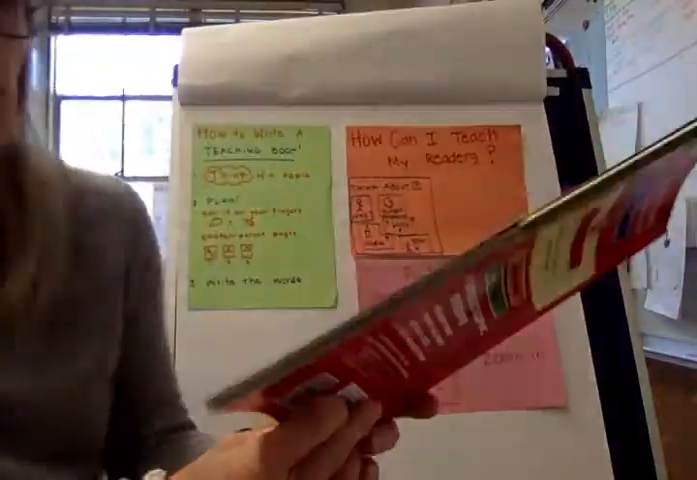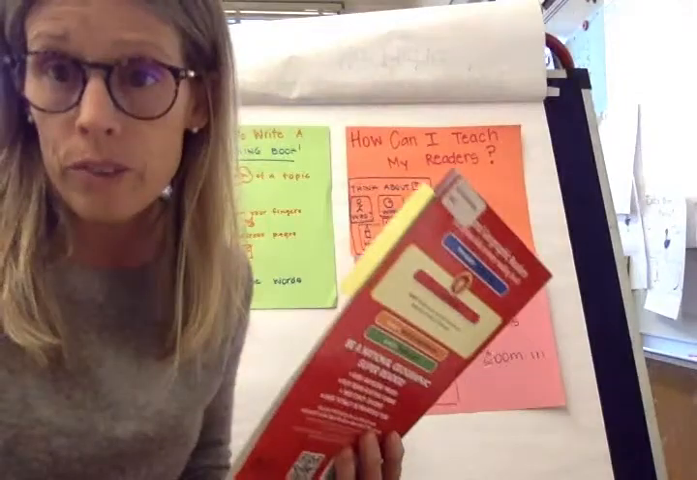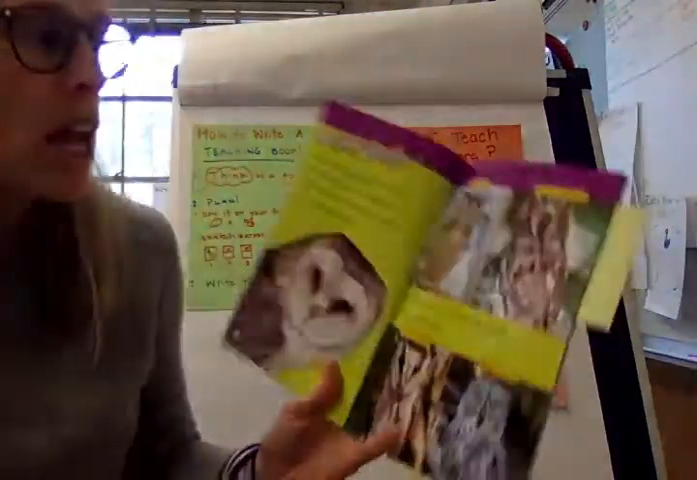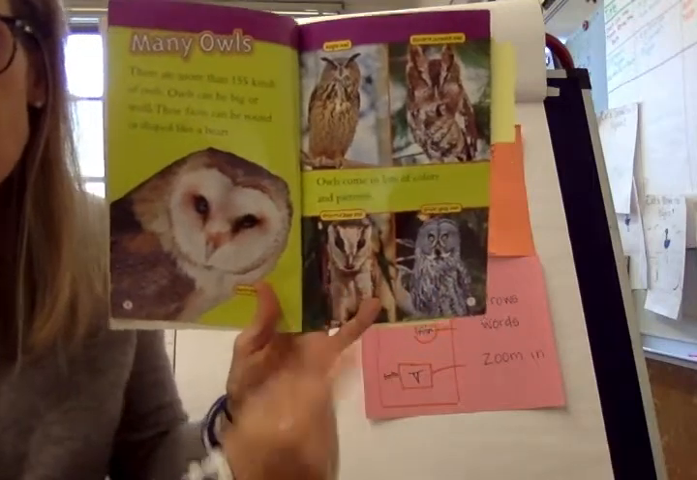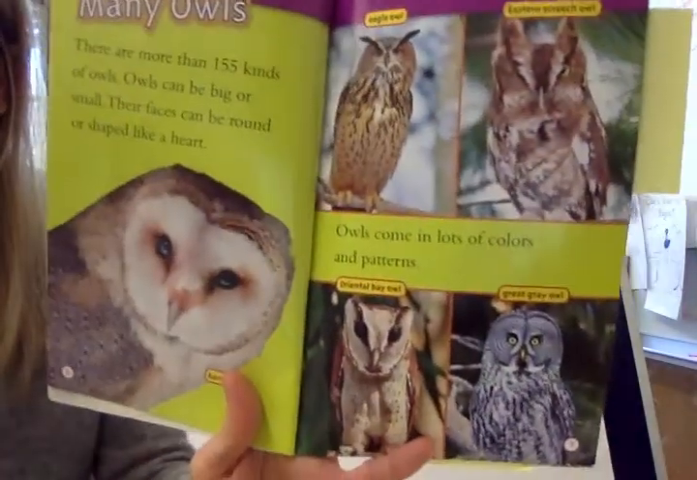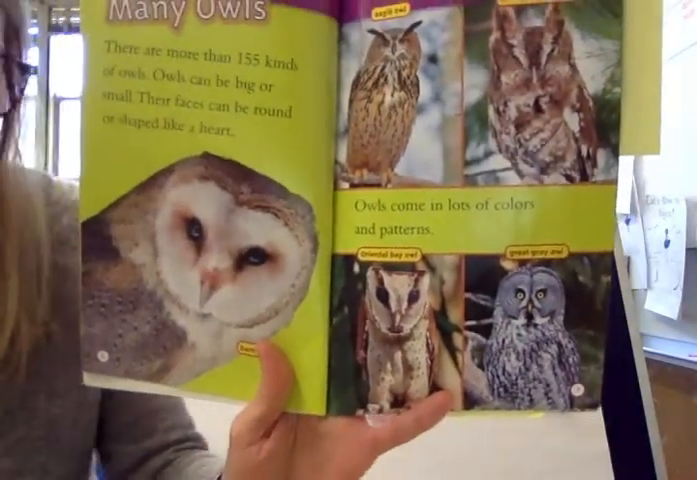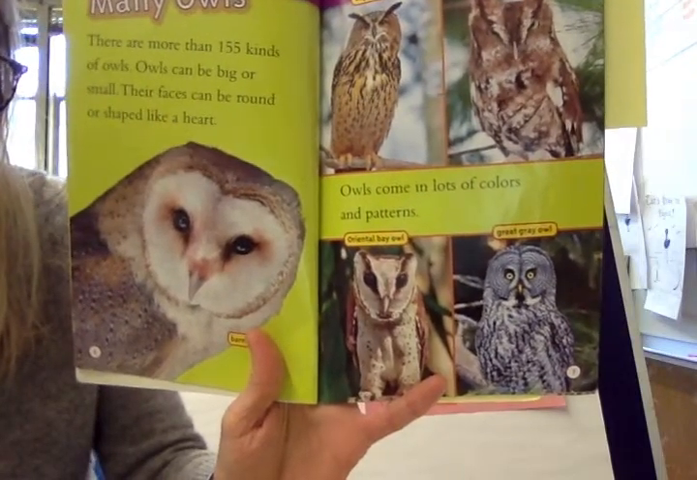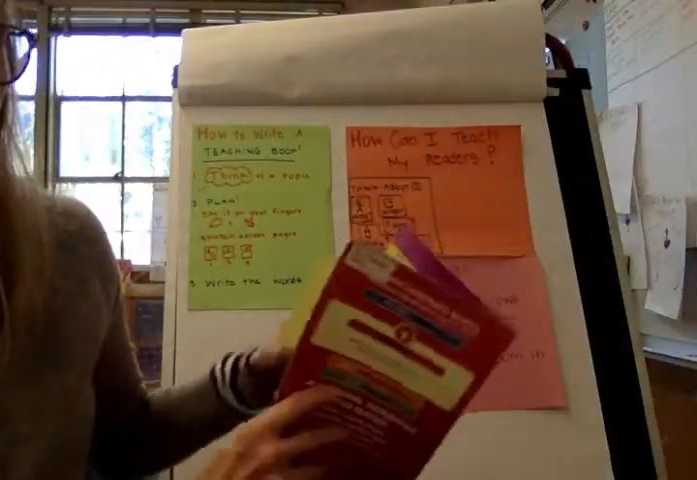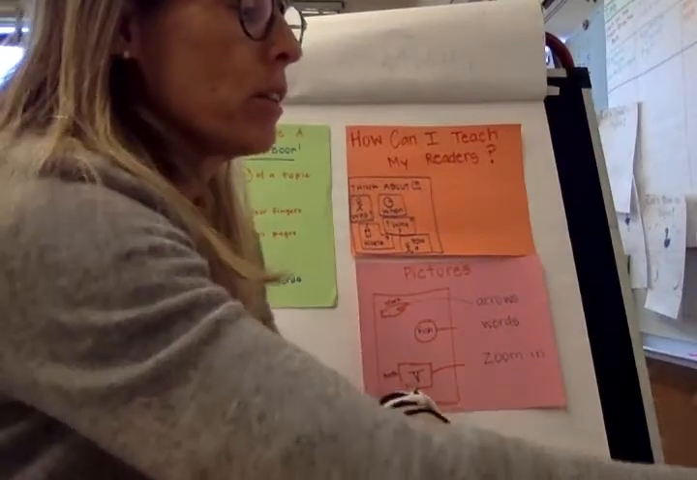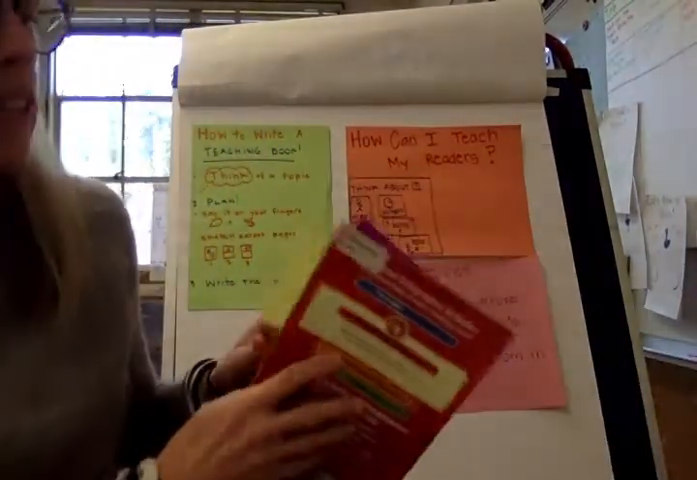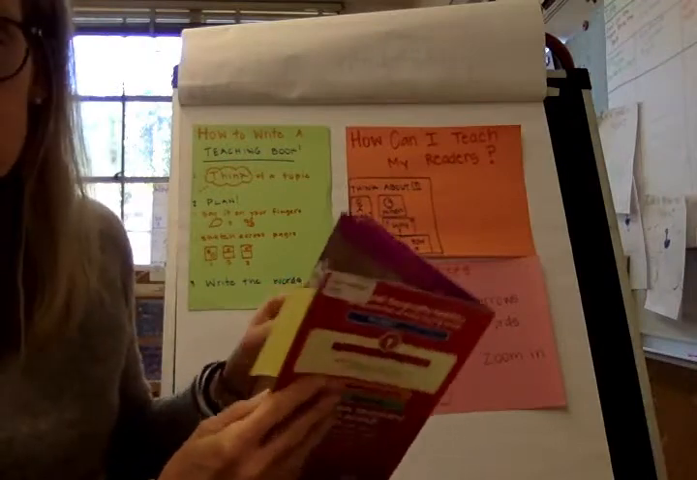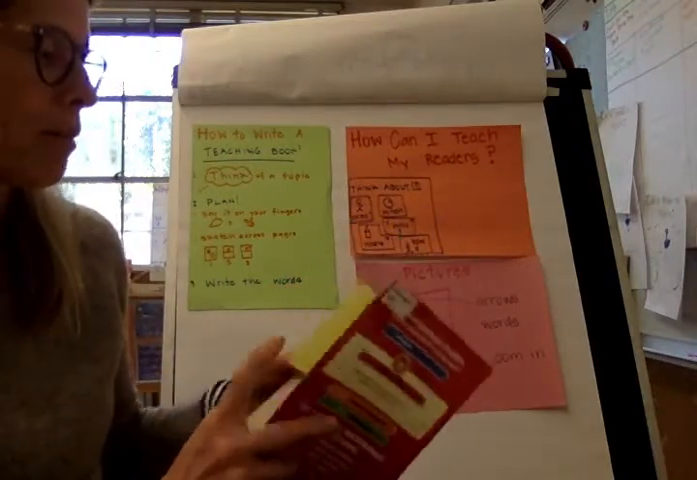So there are 155 kinds of owls, she tells us. And then she just pulls out a few and tells us a little bit, shows us pictures about those few. So I thought that was interesting. I like that part. She's using the different names of the owls to give us more information with her picture.